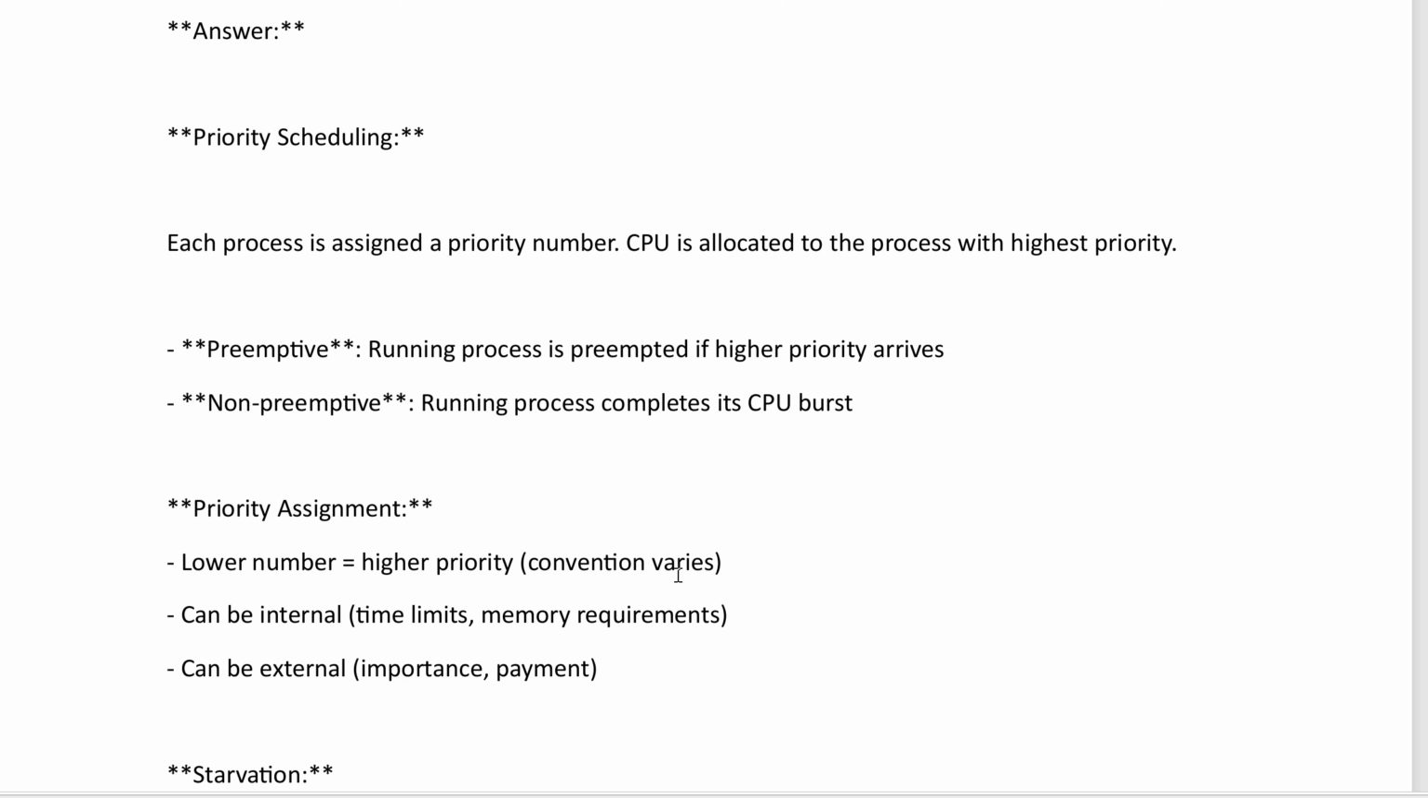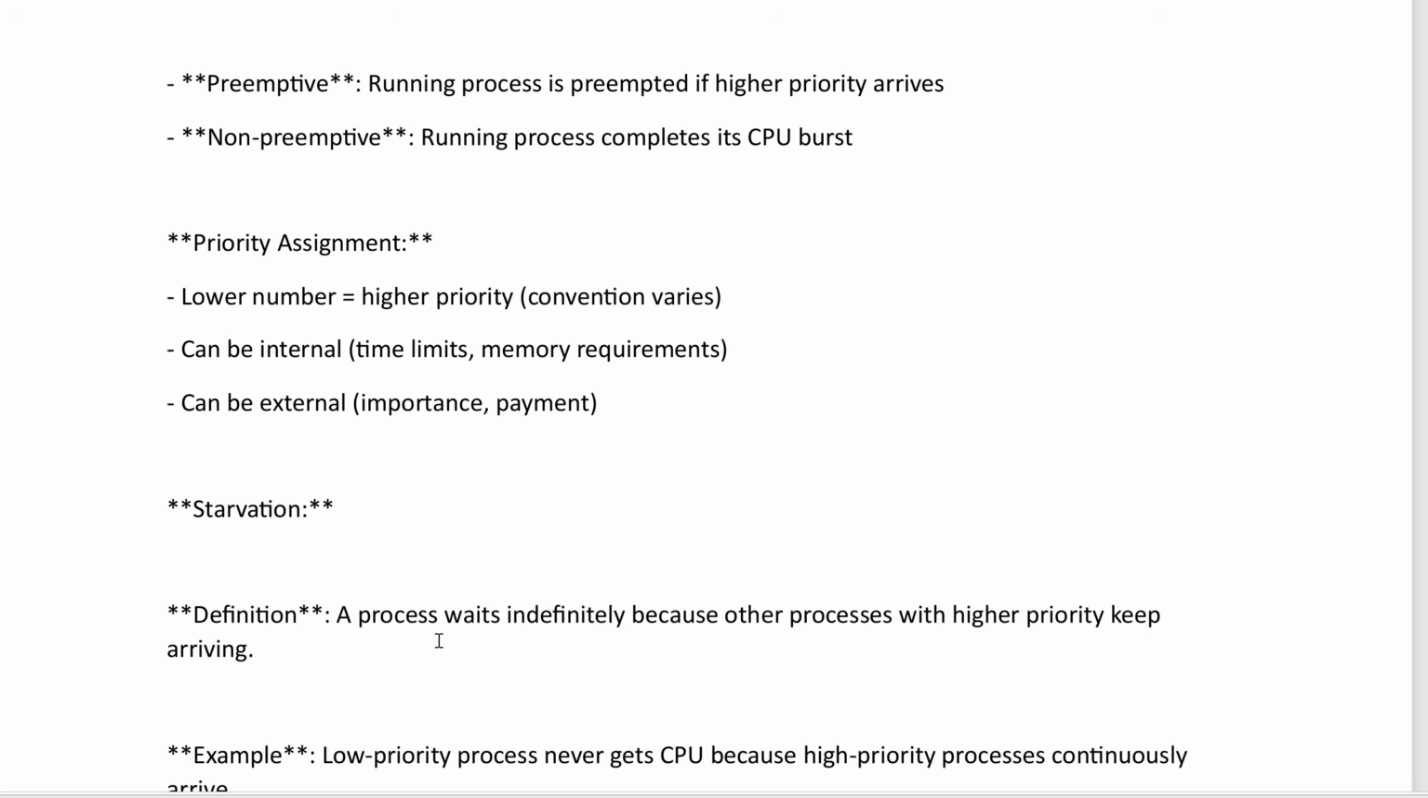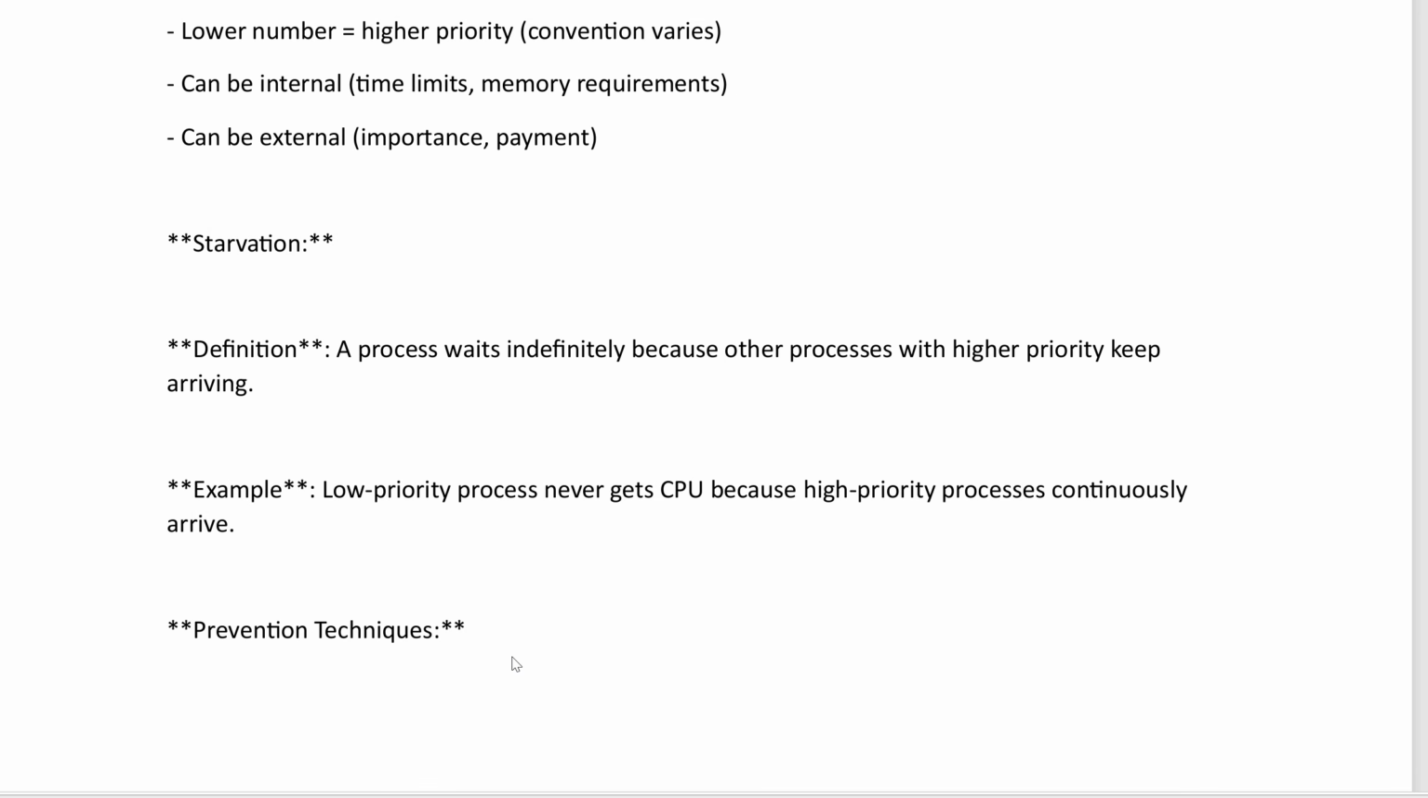Priority assignment. The mostly used convention is that a lower number is considered a higher priority, but it may vary, right? It can be internal, such as time limit or memory requirement. It can be external also, based on importance and payment. So what is starvation?